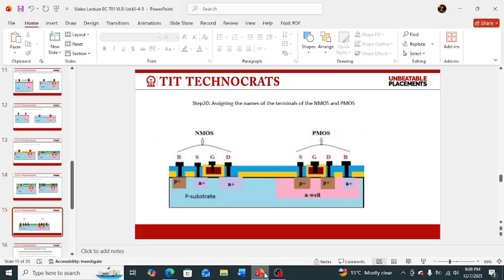And in step 20, assigning the names of the terminals of the NMOS and PMOS, that is source, gate and drain, and there is one more terminal called the body terminal. So among the fabrication processes of CMOS, the NWell process is mostly used for fabrication of CMOS, and the PWell process is also almost similar to the NWell process, but the only difference in the PWell process is that it consists of main N substrate, and thus PWells itself act as a substrate for the N device.